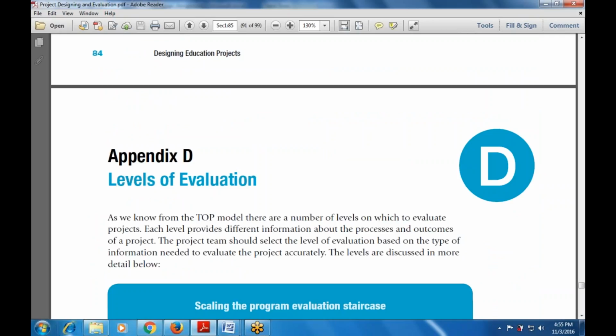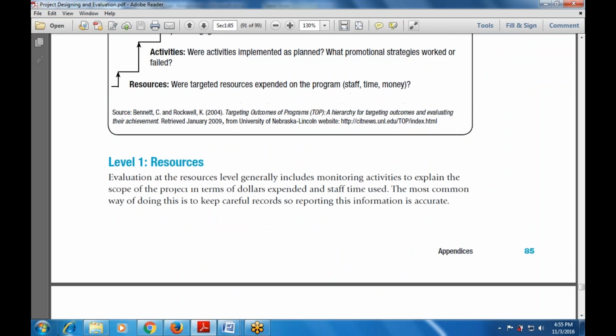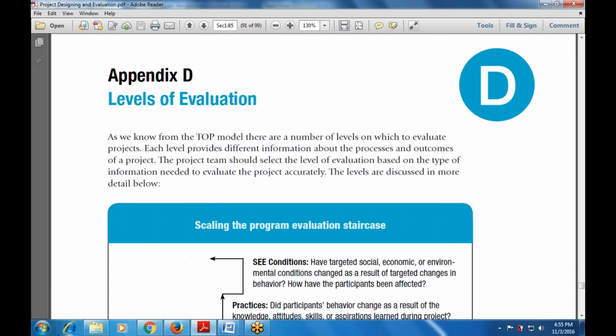In the next class, tomorrow's class, I'm going to start with a new appendix, Appendix D, levels of evaluation. What are the various evaluation levels that will be used with the resources and with the activities?